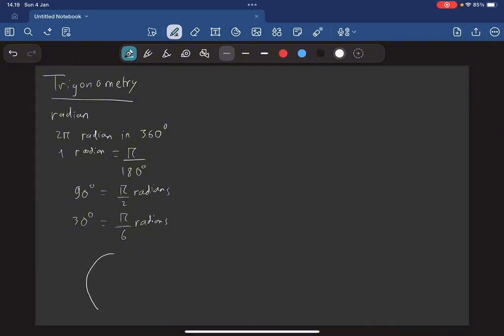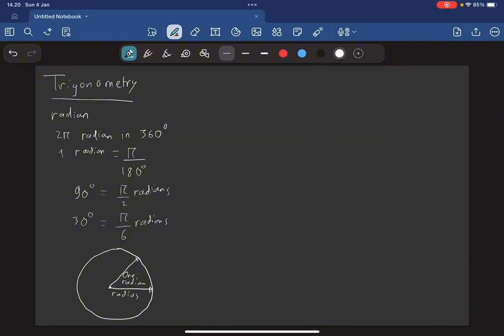The figure is like this. If this one is a circle, radius, sorry, the radian is the angle subtended by an arc equal to the radius of the circle.